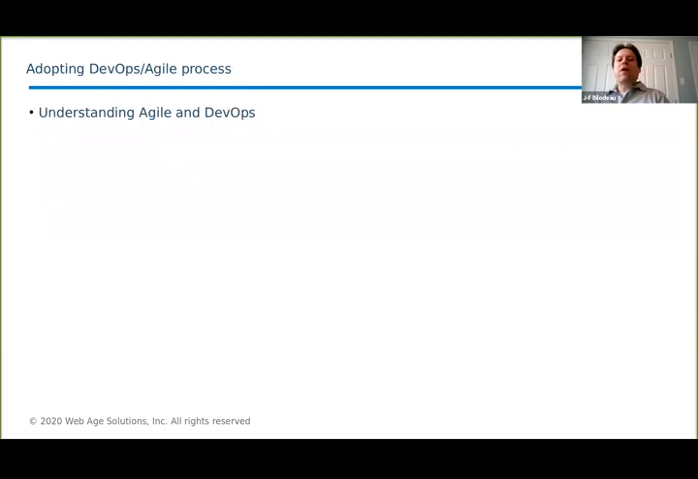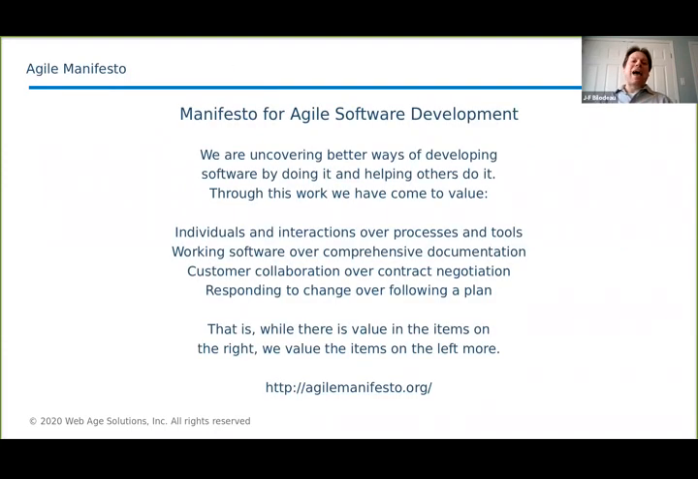Now, to move ahead, just a quick primer on Agile. For those of us that are new to the idea of Agile development, here I've copied the Agile Manifesto, which is available on agilemanifesto.org. You're welcome to review the document yourself. This is the original document that was published in 2001 describing the principles behind Agile development.